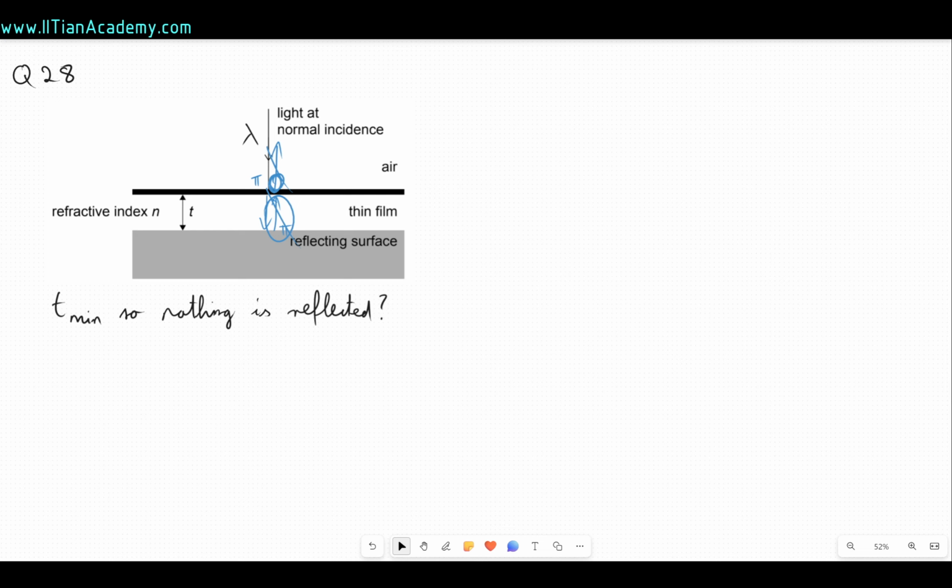apart from each other. So we will have to use the equation 2dn is equal to (m plus a half) lambda. This is for destructive interference. So we want the smallest one, so we'll just say m is 0. So we can say that 2dn is equal to 1/2 lambda, and then d is what we want. It will simply be 1/2 lambda over 4n, which is option A.